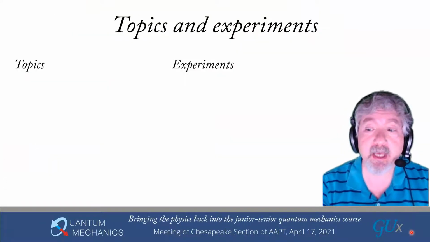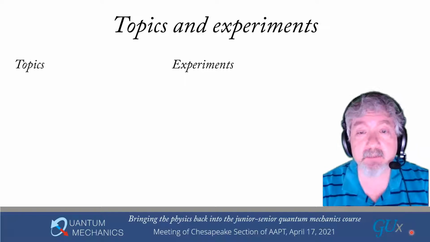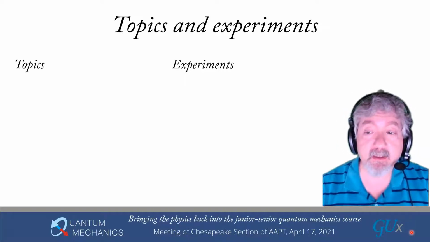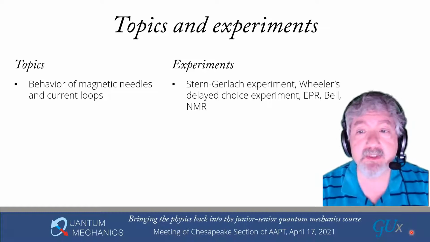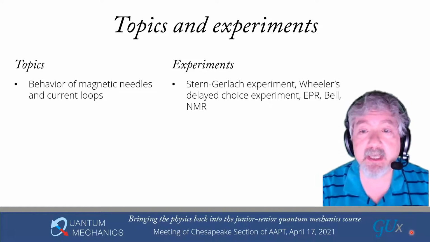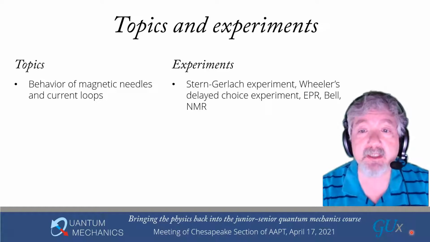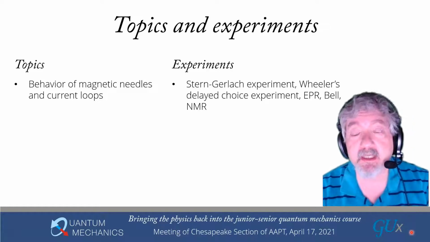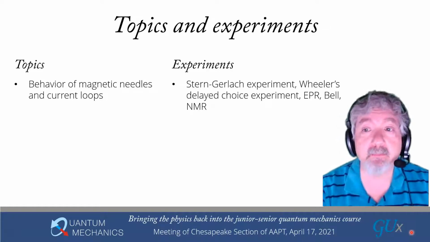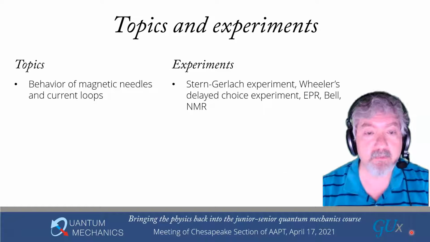So what we do is we actually have a set of about 50 JavaScript-based animations that we use to help teach the ideas of quantum mechanics from a conceptual side. And we start from the Stern-Gerlach experiment, and we look at the behavior of magnetic needles and current loops. But rather than introducing this in a day, we carefully go through and explain how a classical experiment would be described. And then once we have the Stern-Gerlach experiment, we can actually go into much more complicated experiments like Wheeler's delayed choice experiment. We can discuss the EPR experiments. We can show how the Bell experiments work. And we can even describe how nuclear magnetic resonance and magnetic resonance imaging works.